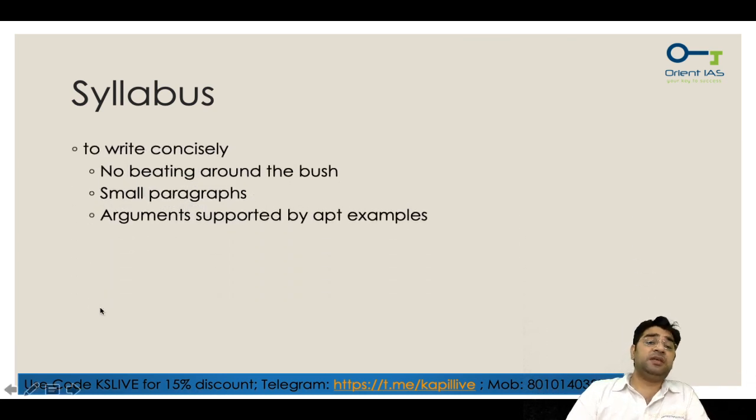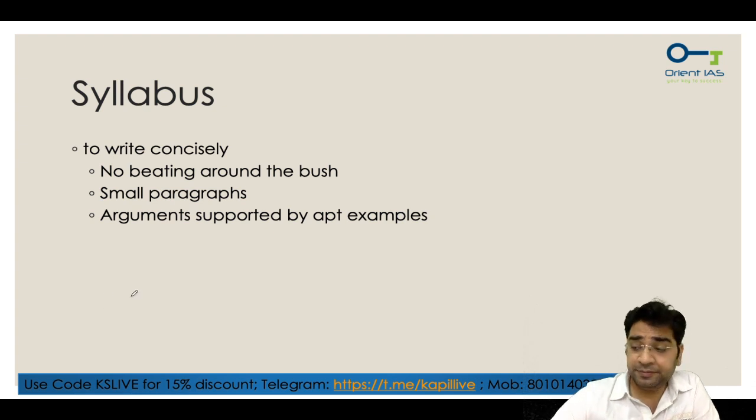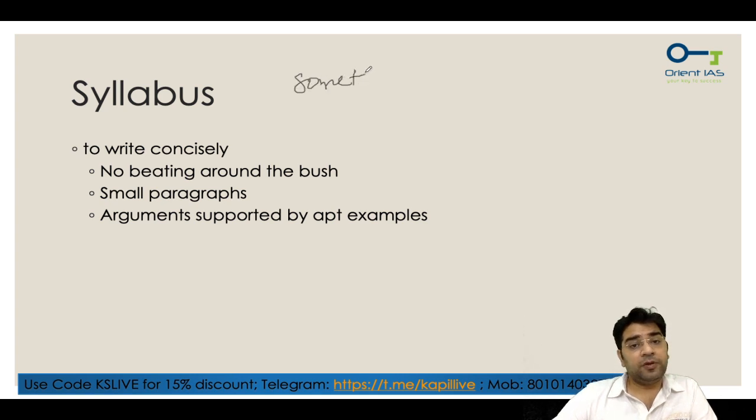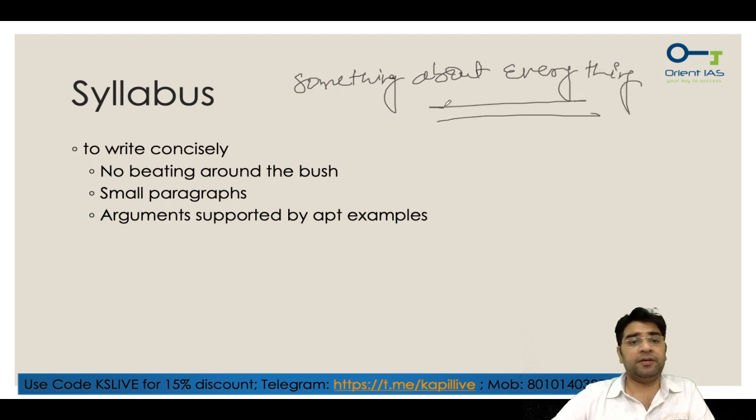Then comes the third line of the syllabus, which is to write concisely. Students have a habit of writing too much upon one aspect. An essay is about writing something about everything. So you need to put as much as you can in an essay. You need to incorporate everything in the paper, all the aspects, all the dimensions. An essay has to be multidimensional in nature.